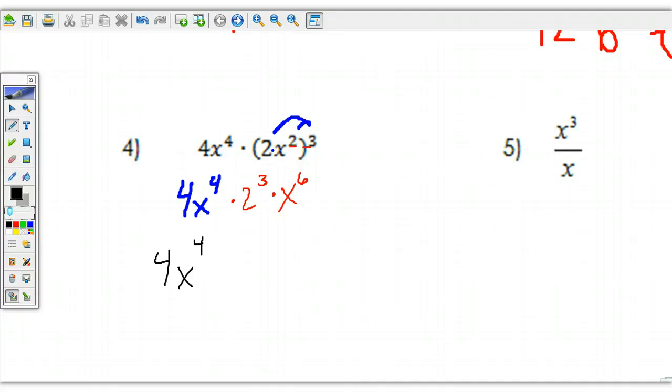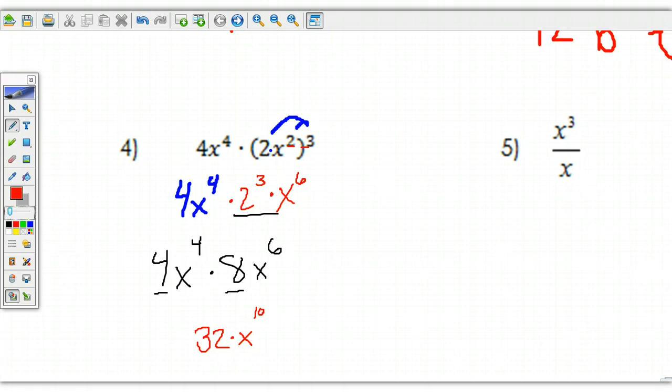So now when we do all this here, 2 to the 3rd is 2 times 2 times 2, which is 8. And then x to the 6th. And now this is very similar to the last question, where we'll multiply the coefficients 4 and 8, and then add the exponents 4 and 6. So 4 times 8 is 32, and with the exponents, 4 x's and 6 x's in total is an x to the 10th power there. There's nothing else we can do to simplify that.